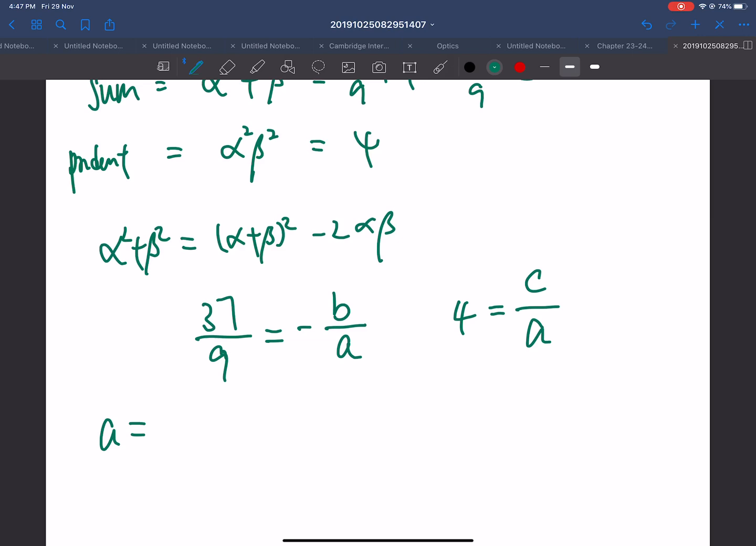What will you let a be to make b and c integers? Is 3 enough? You just compare here. If a is 9, then b will be negative 37. What will be the value of c? 4 times 9, 36.